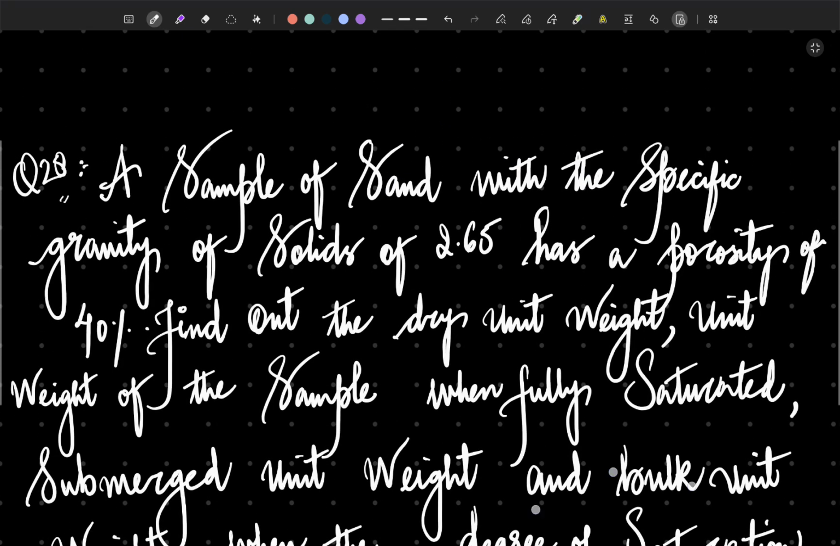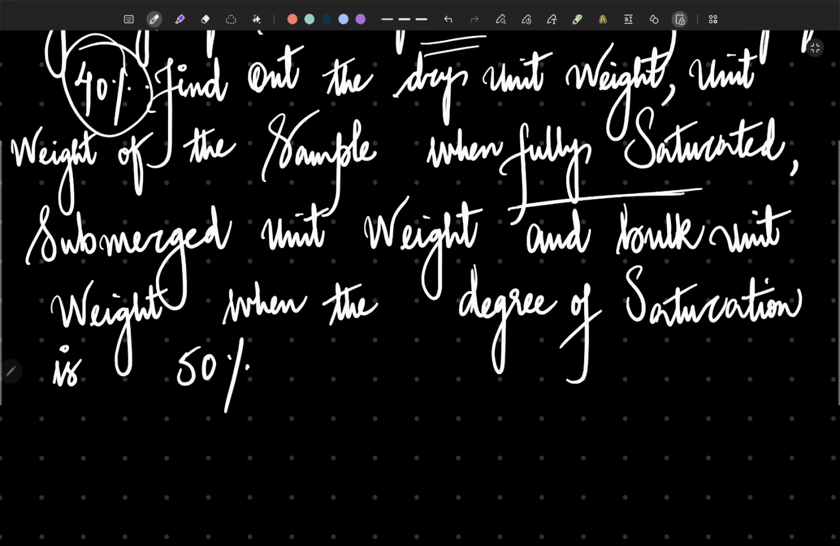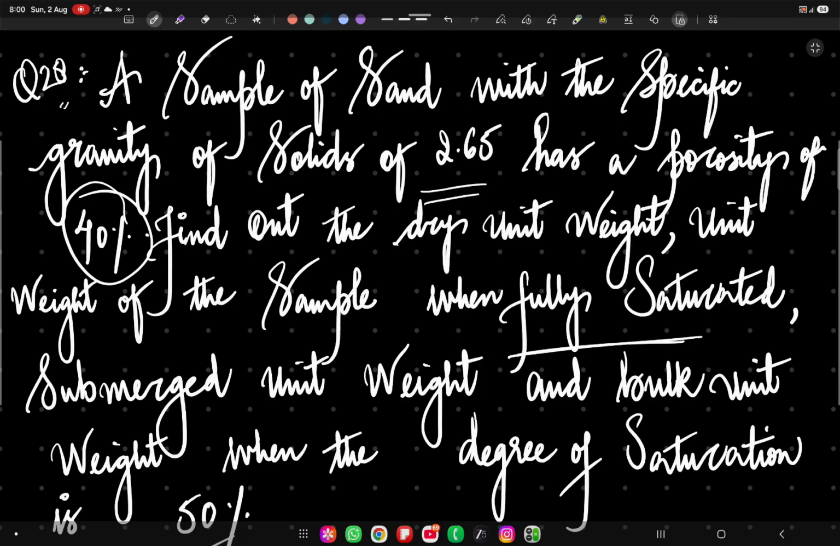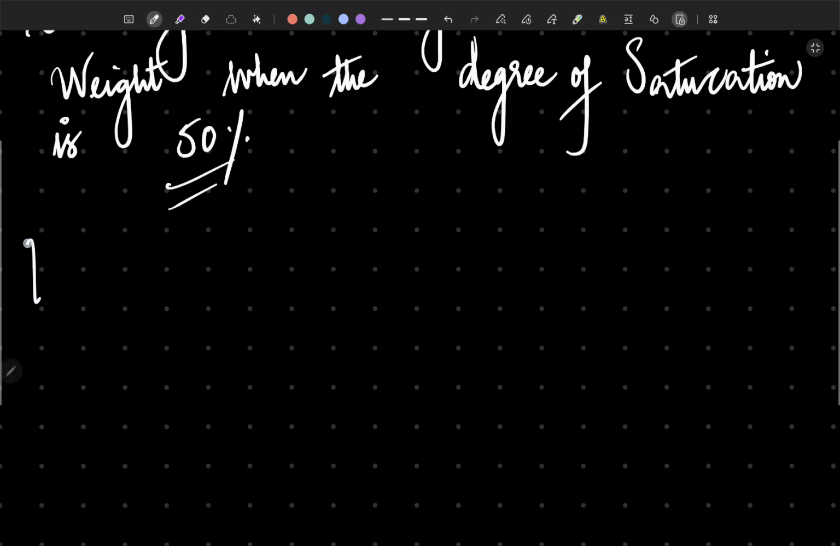The next question: a sample of sand with a specific gravity of solids of 2.65 has a porosity of 40%. Find the dry unit weight of the sample when fully saturated, the submerged unit weight, and the bulk unit weight when the degree of saturation is 50%. Let's read this question once again. This is the first part. Then we have to find the submerged unit weight and the bulk unit weight when the degree of saturation is 50%. Let's solve this question.